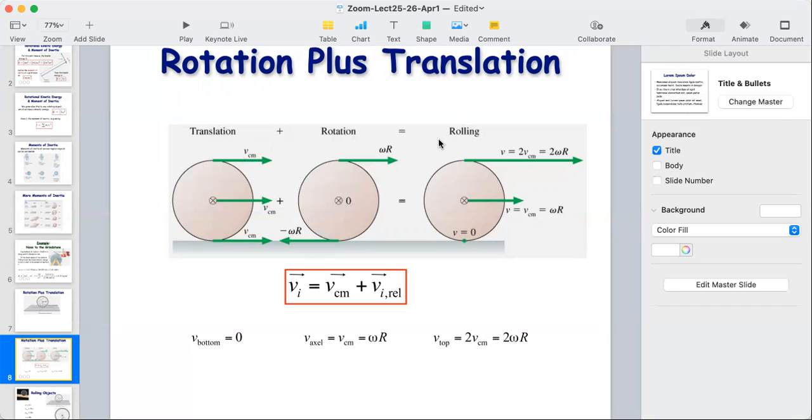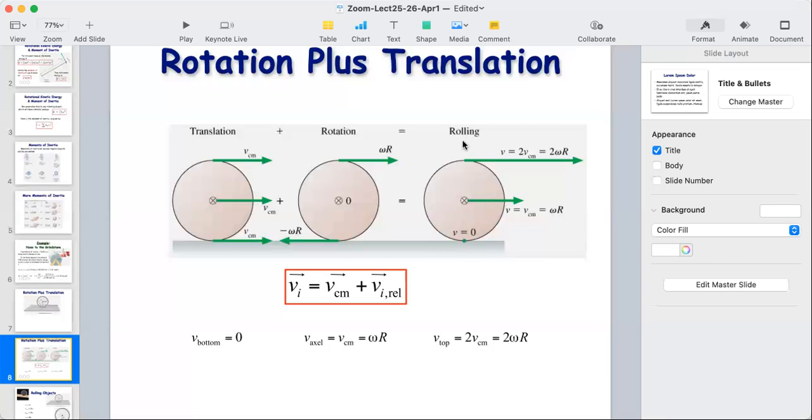Every time you see the keyword rolling in your problem, it means translation plus rotation. So in addition to the velocity of the center of mass, you also have this omega r. Putting these two together, the velocity of the center of mass is equal to omega r. At the center, because the rotation has zero velocity there, you only have the velocity of the center of mass, so only omega r.